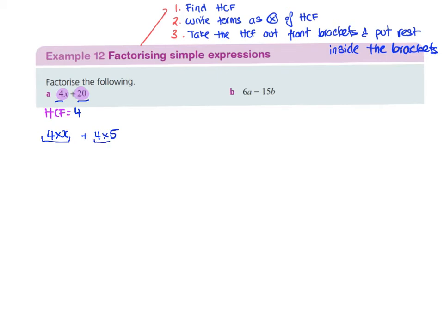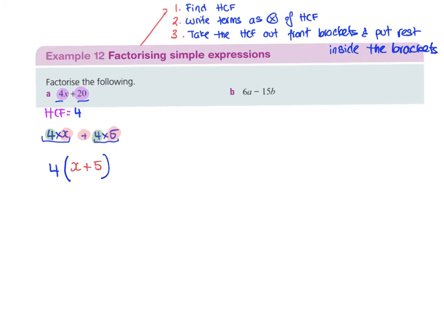So here's my other term. Now, the next thing we do is we take out the highest common factor and we put it in front of the brackets. So I'm going to put the 4 in front of a set of brackets, and then you put what's left inside. So inside I'm going to put what I had left once I take that highest common factor, and so I end up with it like that.